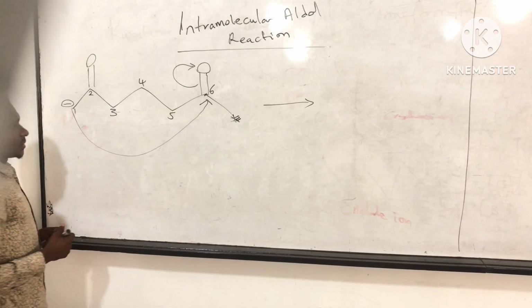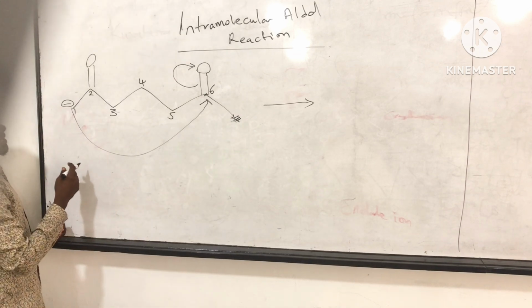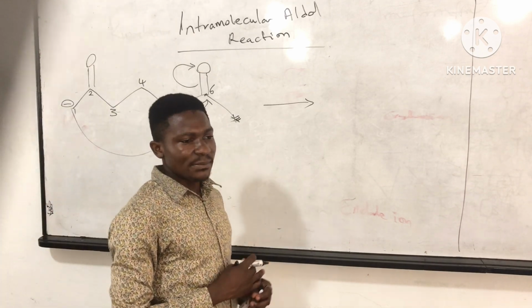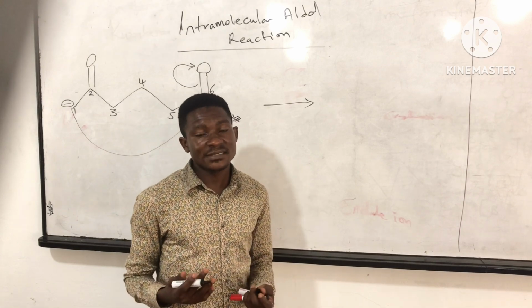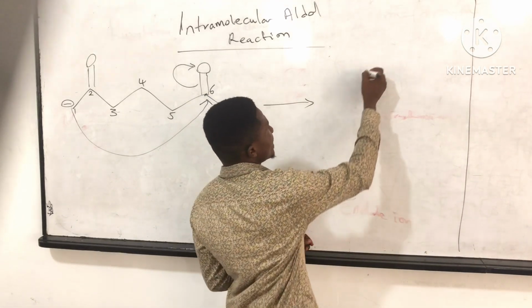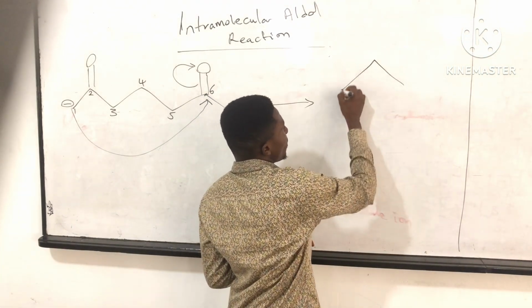Okay, good. Now that we have realized that the number of carbons in our ring is 6, then what is the simplest polygon that has 6 sides or 6 carbons within it? It is what? A hexagon, right? So you just come and draw a hexagon here directly without wasting time.